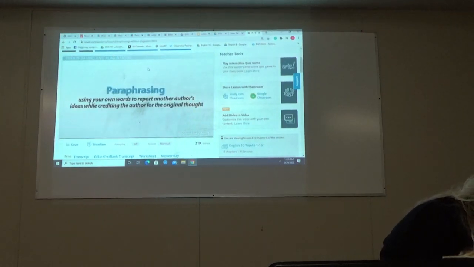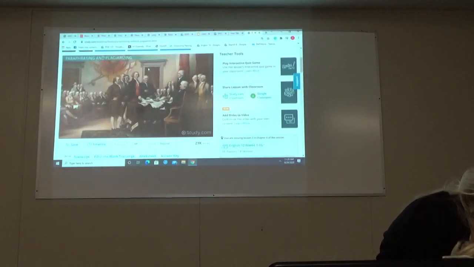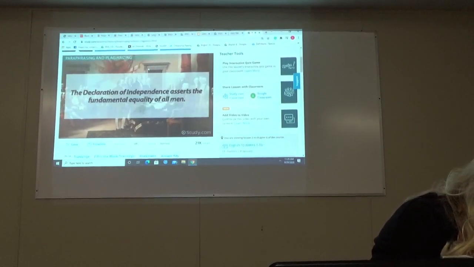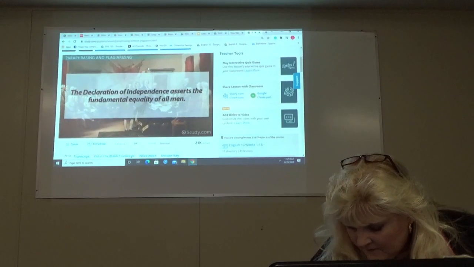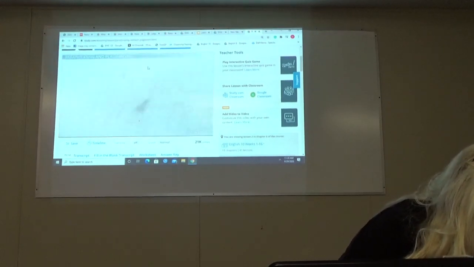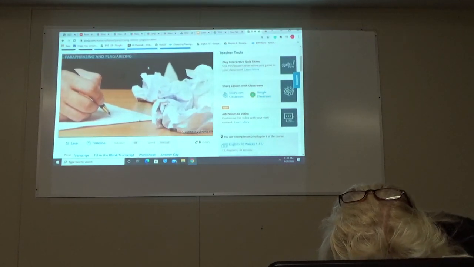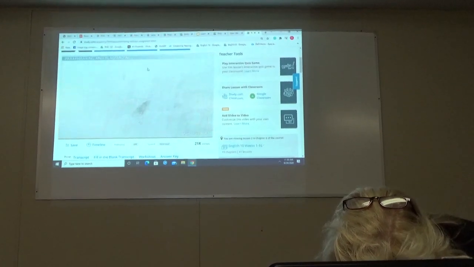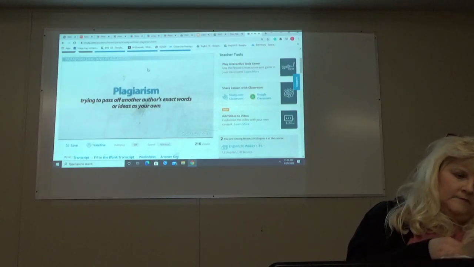That's called paraphrasing. Paraphrasing is using your own words to report another author's ideas while crediting the author for the original thought. For example, you could paraphrase the Declaration of Independence by saying, "The Declaration of Independence asserts the fundamental equality of all men." Here, you are still getting the idea of equality, but you've put it in your own words and dropped the quotation marks. Paraphrasing is a great way to summarize someone's argument, but when you paraphrase, it's important not to accidentally start plagiarizing. Plagiarism is trying to pass off another author's exact words or ideas as your own.